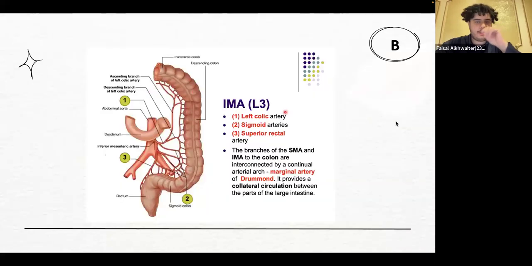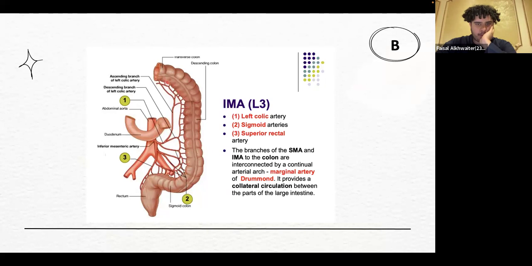So let's talk about the inferior mesenteric artery. As you can see here, remember the superior mesenteric artery stops at two-thirds of the transverse colon. So it covers everything else, starting from the lower part of the duodenum up to here. And now we do have the inferior mesenteric artery. It starts at, I think, L3, L4. It says here L3.